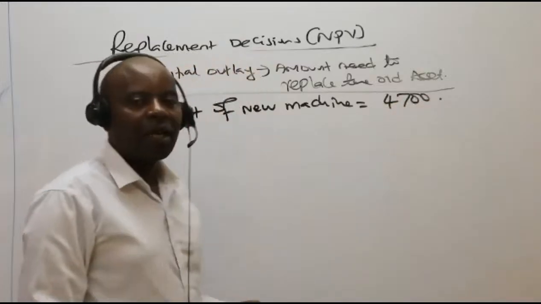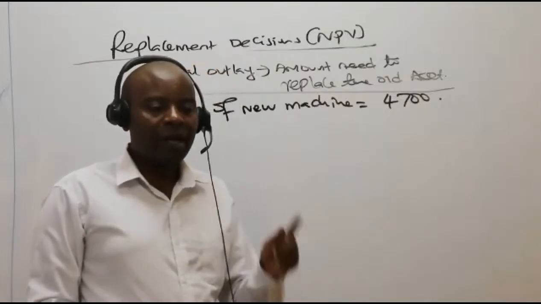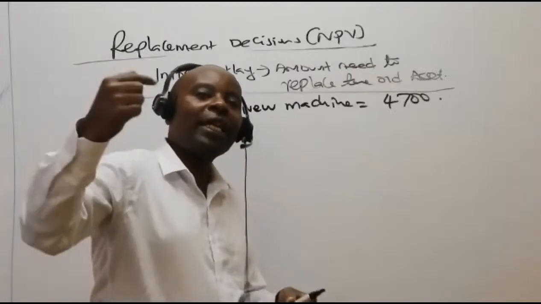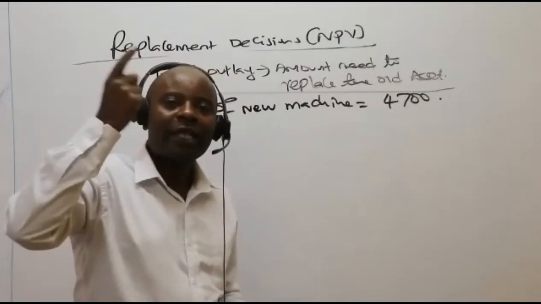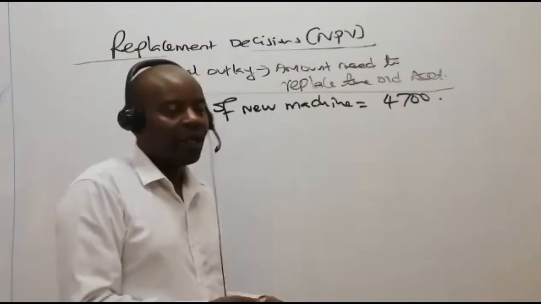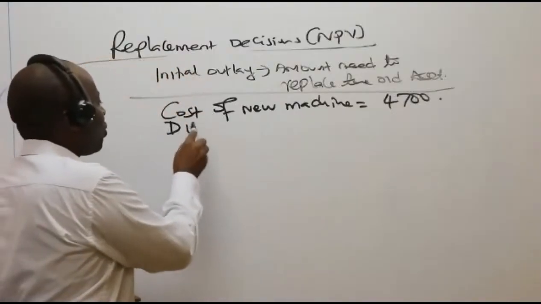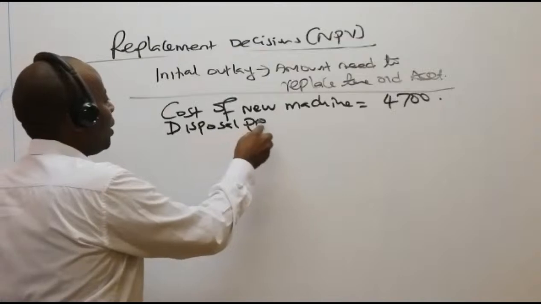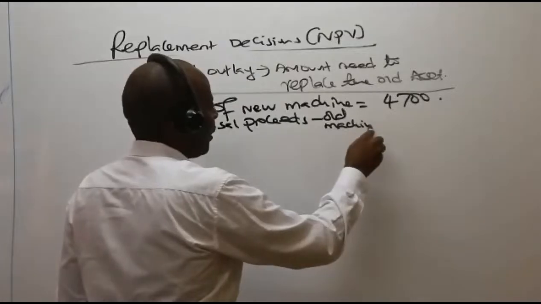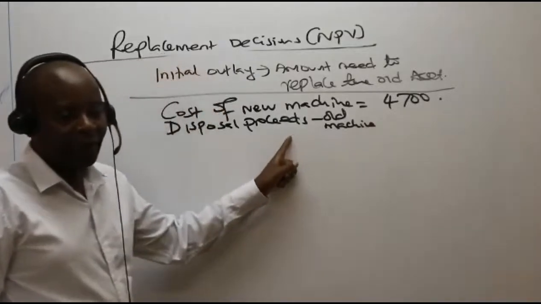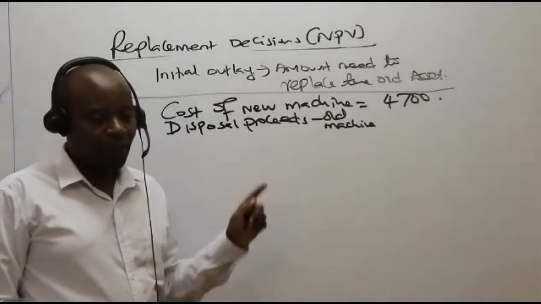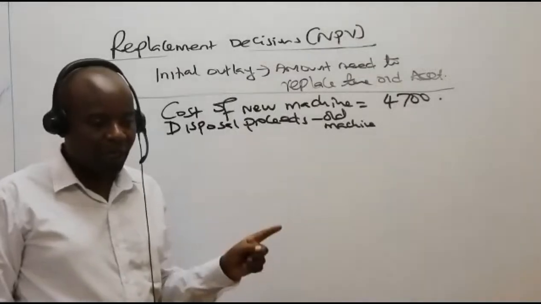Ladies and gentlemen, remember straight away, as I procure this new machine, I'm going to get a relief. A relief of what? I'm going to get some amount out of selling the old asset. So in this case, give us the disposal proceeds of the old machine. This will make my life a little bit easier. Disposal proceeds of the old machine, how much?